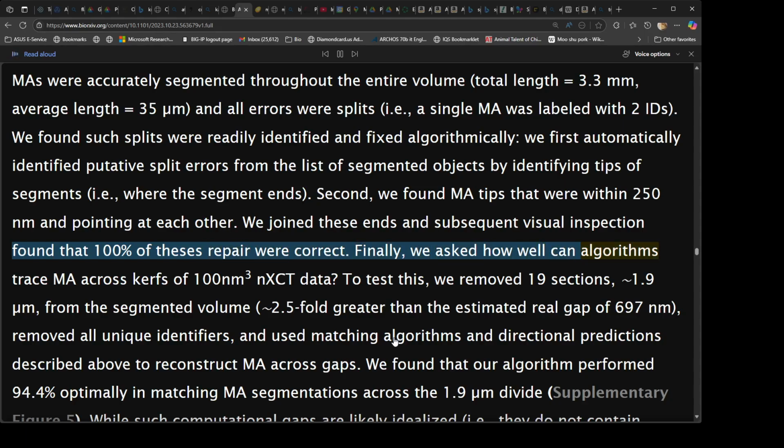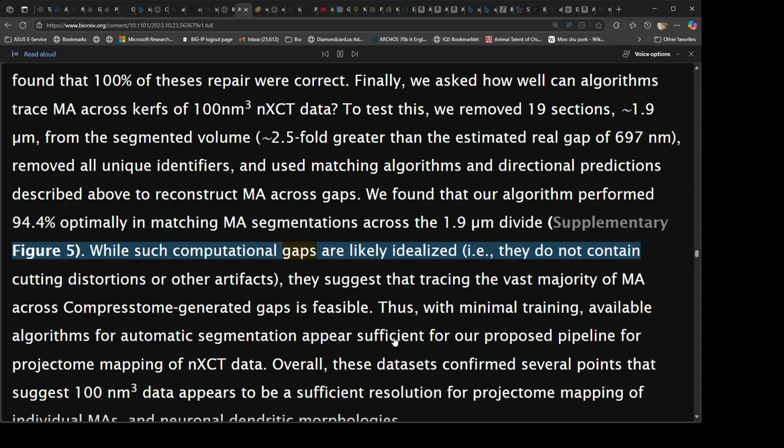Finally, we asked how well algorithms can trace MA across gaps in 100 nanometer³ NXCT data. To test this, we removed 19 sections, ~1.9 µm, from the segmented volume, ~2.5-fold greater than the estimated real gap of 697 nanometers, removed all unique identifiers, and used matching algorithms and directional predictions described above to reconstruct MA across gaps. We found that our algorithm performed 94.4% optimally in matching MA segmentations across the 1.9 µm divide, Supplementary Figure 5. While such computational gaps are likely idealized, i.e., they do not contain cutting distortions or other artifacts, they suggest that tracing the vast majority of MA across compressome-generated gaps is feasible.